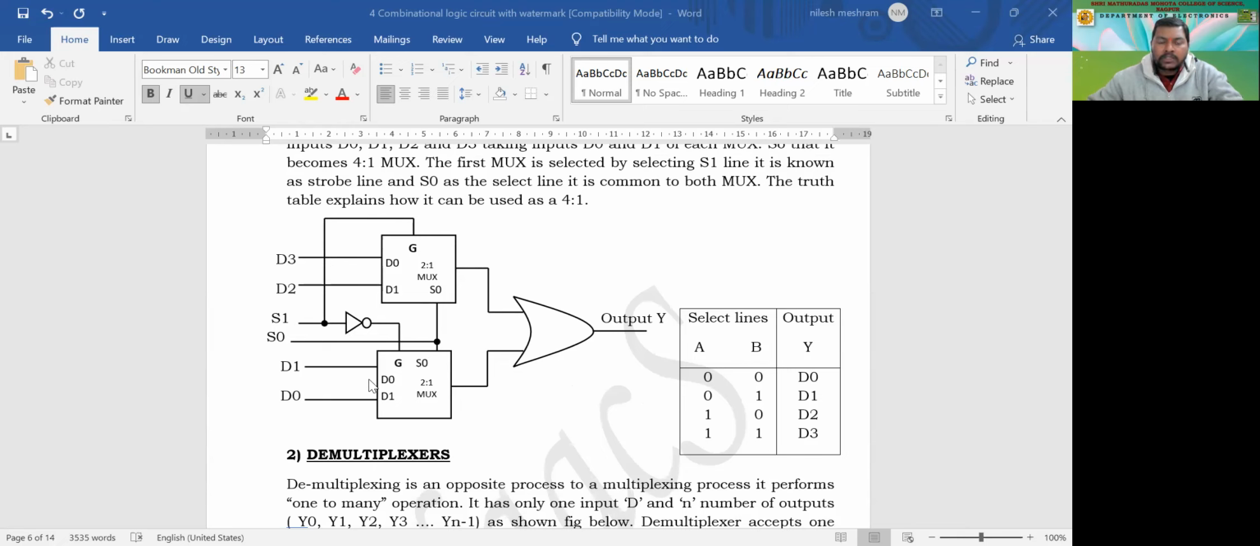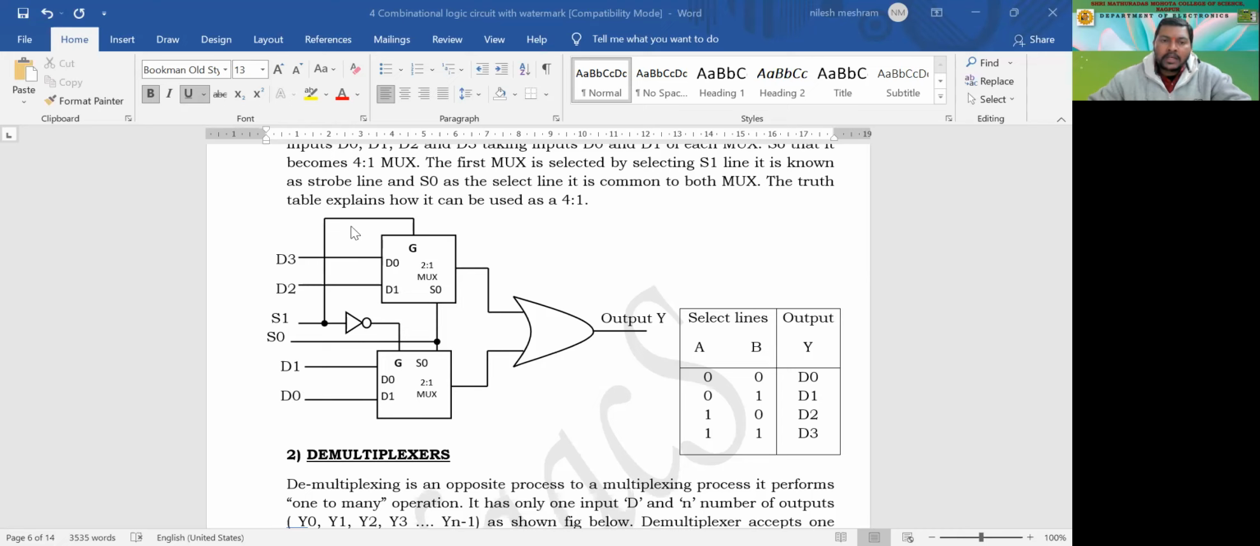So how are we going to convert this? This is a 2 is to 1 mux, which has D0 and D1, and the lower one has D0 and D1 again. So we can connect it to D0, D1, and S0 is the single select line which can be used for 0 and 1 for the 2 is to 1 mux.